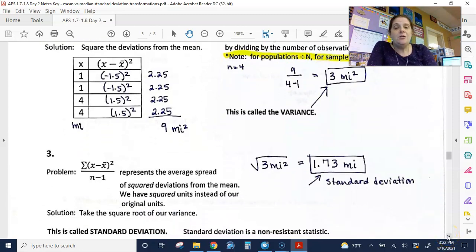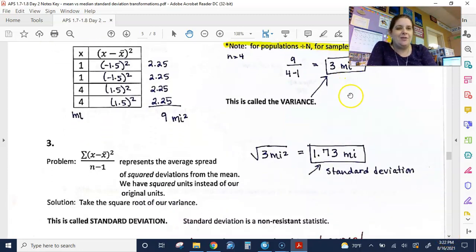And then we also, when we do this here, this is in square miles, and I'd really like to talk about the mean in miles. So I want to talk about the average distance in miles. So I'm going to take this answer and I'm going to take the square root of it. This gives me my standard deviation.